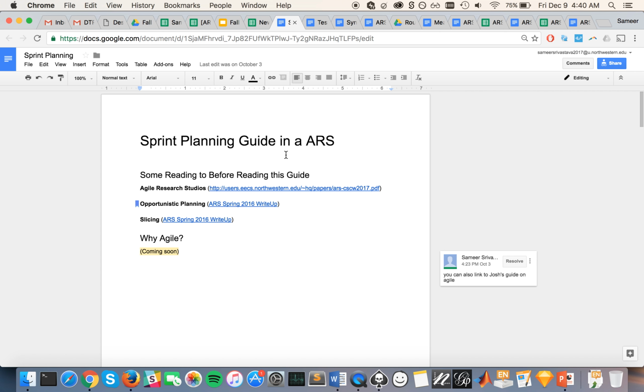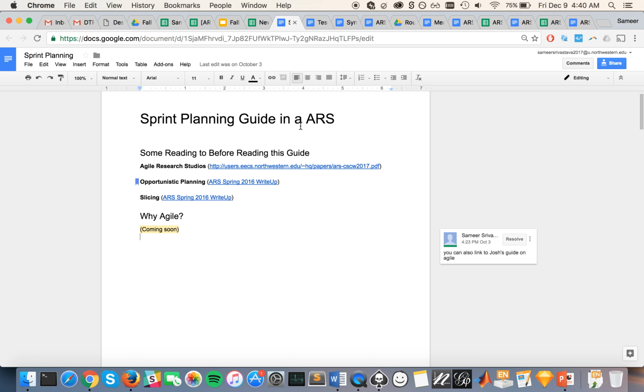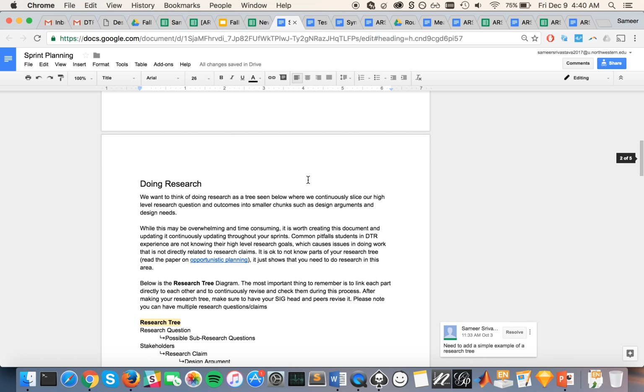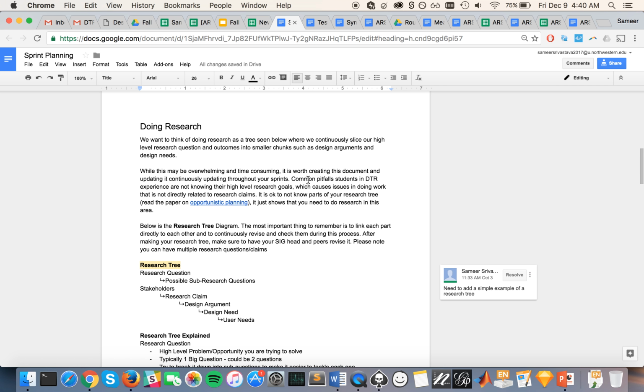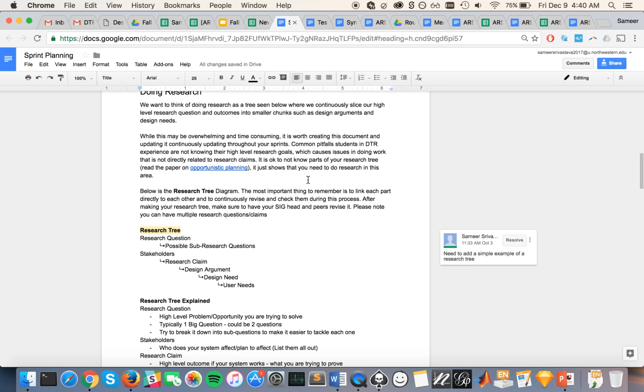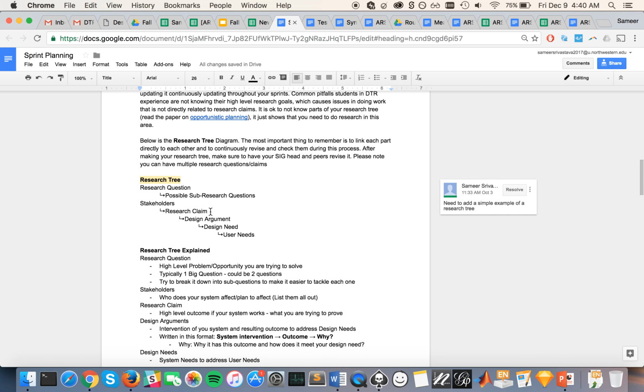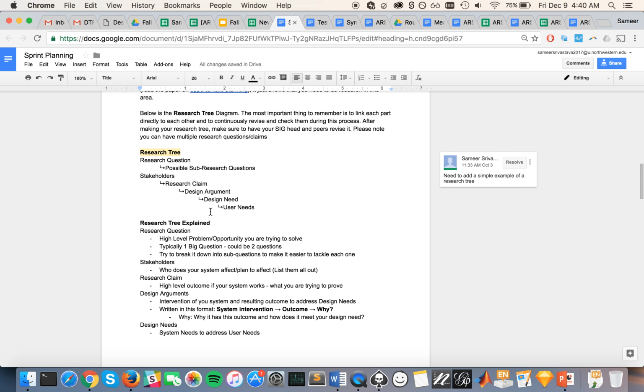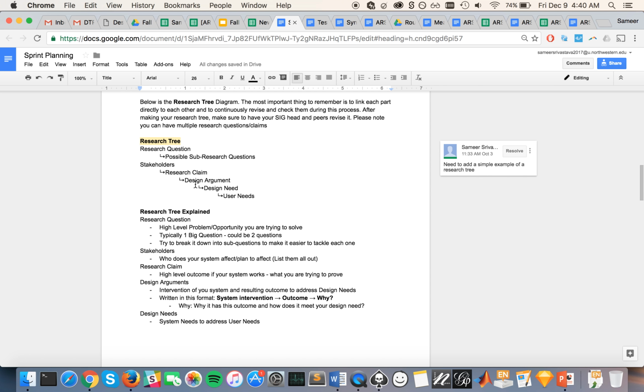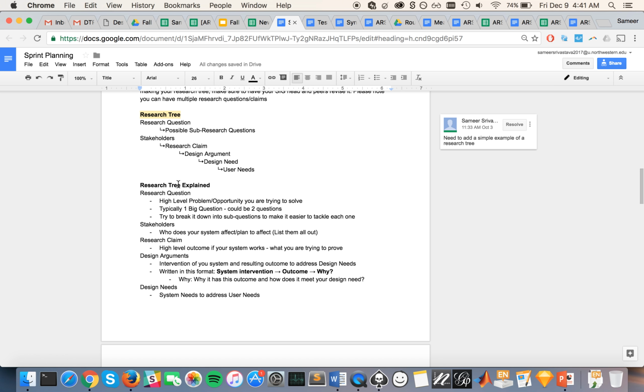For the first sprint, Sprint Zero, I also made a sprint planning guide. I just thought it would be useful to show something like this, and it was helpful for me to get my thoughts down. I don't think anyone's actually looked at this. I did show it to Alicia and Hauchi, I believe. It covers what your research question is, what your claims are, what that research tree looks like, just the idea of having a research tree.